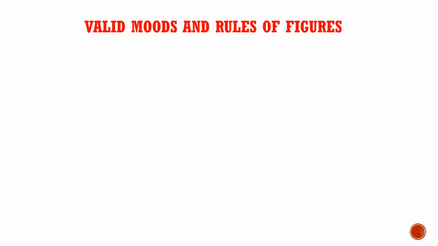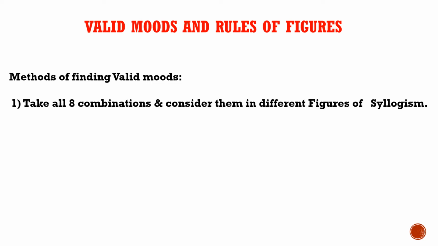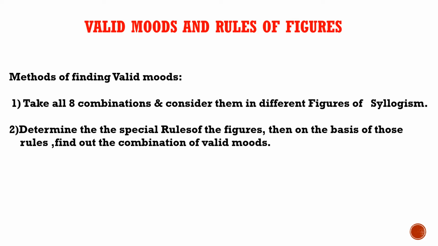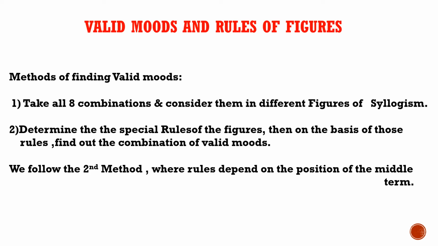Now we will be studying the valid moods and rules of figures. Each figure has different rules. The methods of finding valid moods: we'll have to take all the 8 combinations and consider them in different figures of syllogism. Or the second method is determining the special rules of the figures. Then, on the basis of those rules, find out the combinations of valid moods. And we are going to follow the second method, where the rules depend on the position of the middle term in the figures.